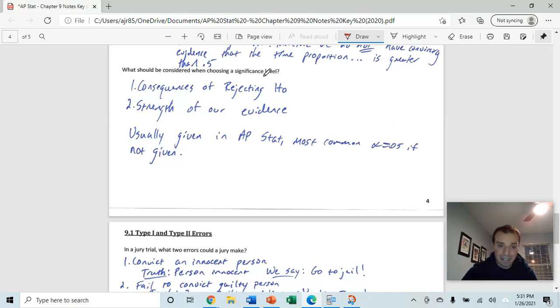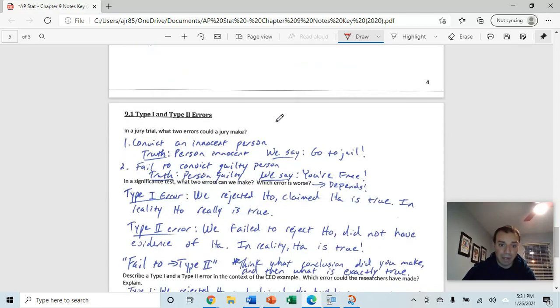Final thing in this lesson deals with type 1 and type 2 errors. So we want to start by thinking about a jury trial and what two types of errors a jury could make. The first one is that they convict an innocent person. So when you're thinking about errors, you want to always think about what did you do and what's the truth? Well, the truth is that the person is innocent and we convicted them.